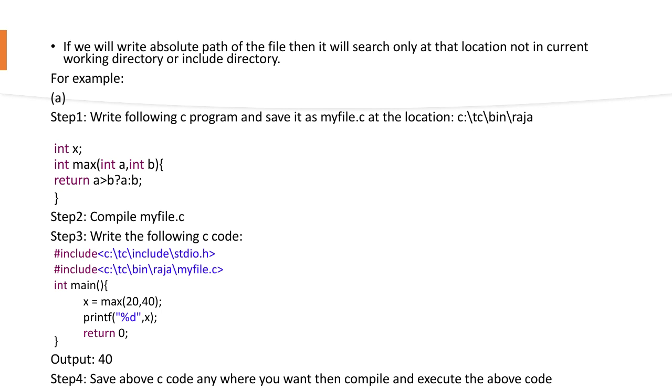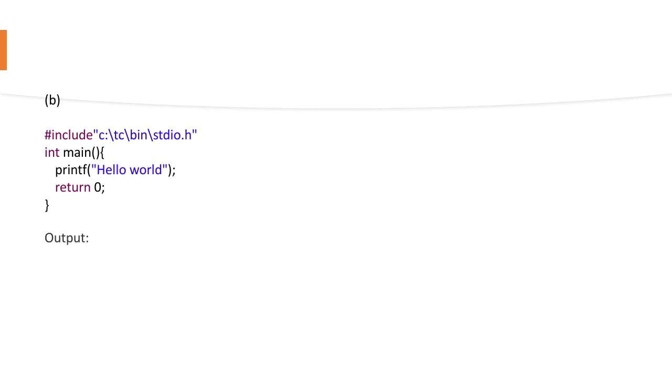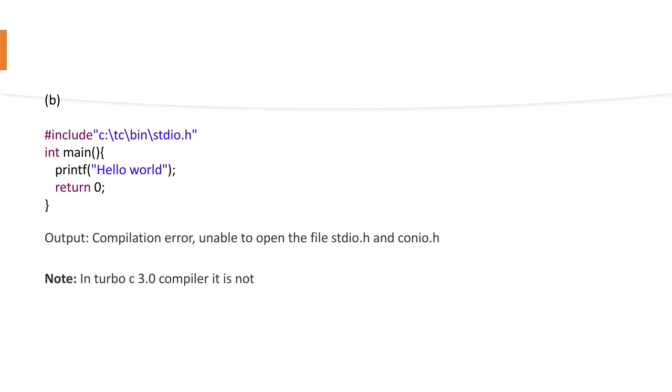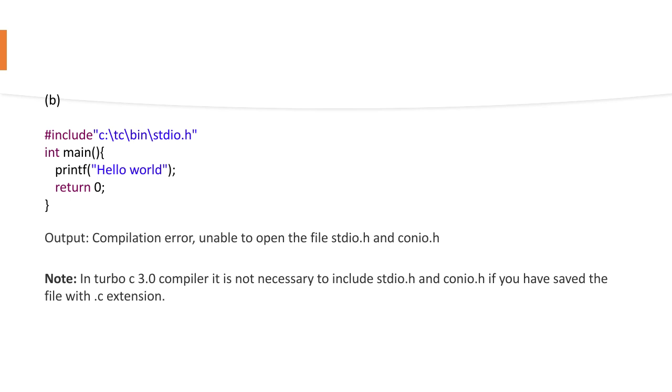The next case is similarly #include tc stdio.h, here in double quotes. So main, printf hello world, return 0. Here the output would be a compilation error because it is unable to open; we don't have that stdio.h, right? Note, in the Turbo C 3.4 compiler, it is not necessary to include stdio.h and conio.h. You have saved the file with the .c extension.